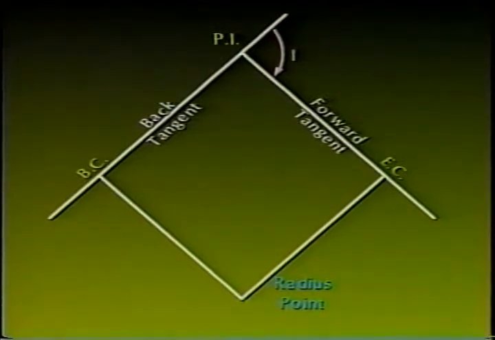As shown on the screen, two lines are generated from the center of the curve, or radius point, and connect to the beginning of curve, BC, and to the end of curve, EC. The radius, or R, is the distance from the center of the curve, or radius point, to any point on the arc of the curve. Since a curve is always symmetrical around the PI, distances from the PI to the BC and EC are equal and are called subtangent distances, or T, for a particular curve.